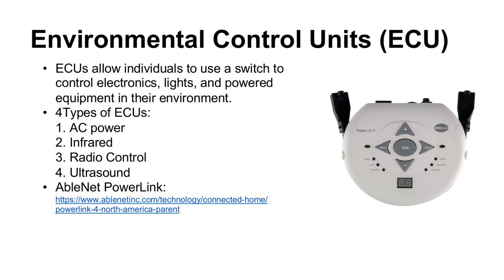So the switch and the control unit need to be in the same room, but they don't have to be in a straight line or within eye view of each other. I gave you a link here just to the AbleNet Power link so you can see the basic one. And then there's lots of information. There's manuals and things on that website link so that you can get some more information about it.